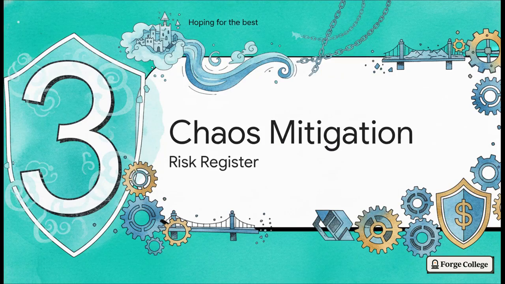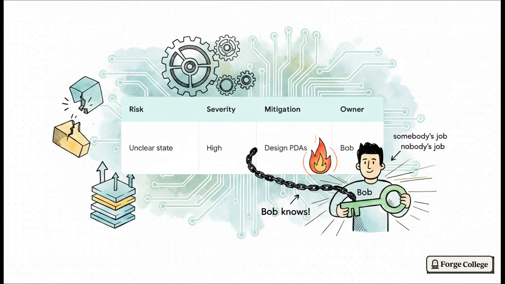Let's shift gears to Section 3, Risk and Chaos Management. I've seen way too many teams where hoping for the best was basically their primary stress test. But hope is not a strategy, especially not when transitioning architectures from Ethereum to Solana. So we use a proper risk register. This tracks the risk itself, its severity, the mitigation plan, and critically, the owner. For example, here, Bob owns the high-severity risk of unclear composite state ownership. Look, mapping a severity to a specific human prevents that classic trap where somebody's job magically becomes nobody's job. Bob knows this one is on him.